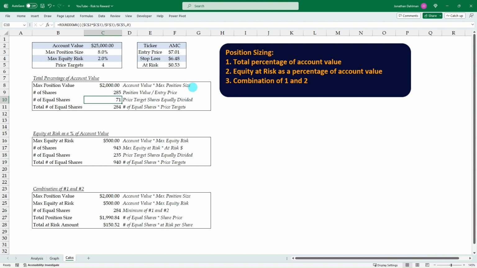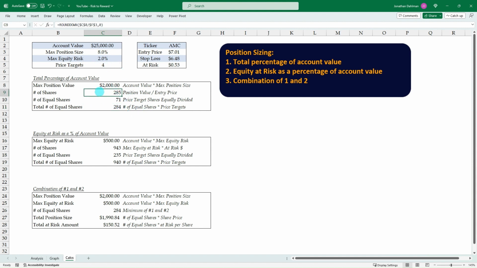In order to do that, we'll do the same thing. We'll take C2, which is our account value, times our max position size. Then we're going to take that divided by our entry price, the $7.01. And then we take all of that in parentheses divided by C5, which is our number of price targets. And then we do the round down function to 0 decimal places, so it's a whole number, to get to 71 per each price target. And then if we just take that 71 times our number of price targets, we get 284 shares.